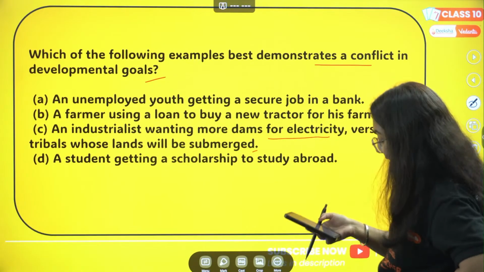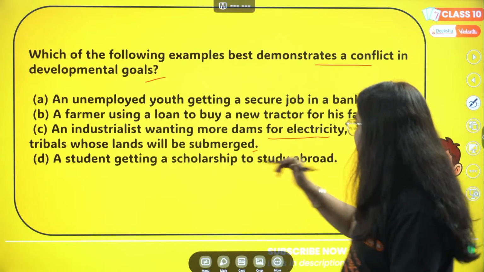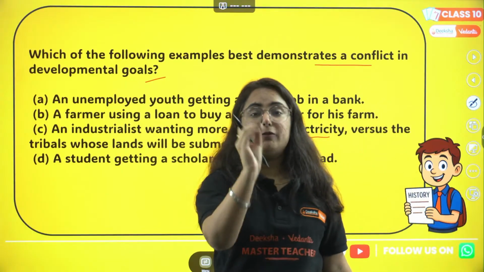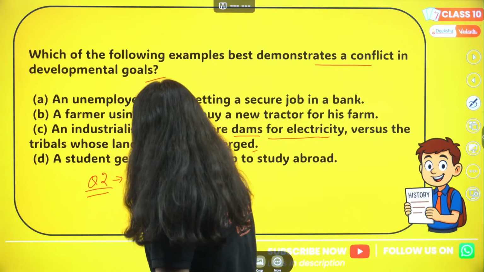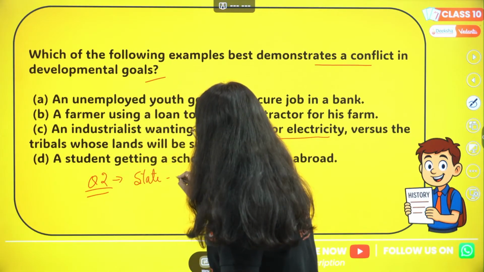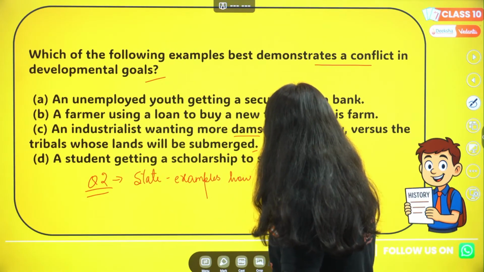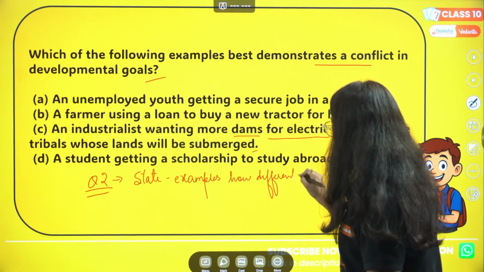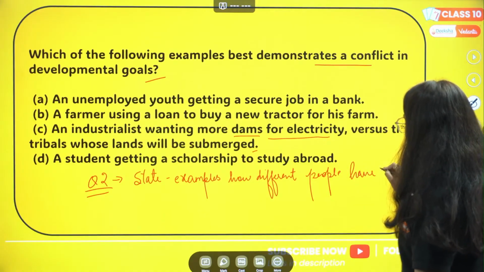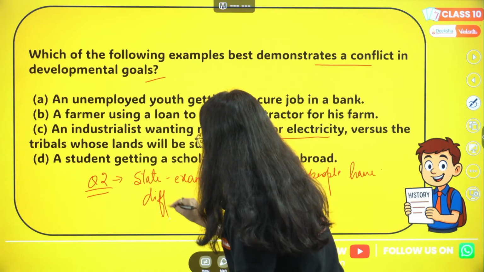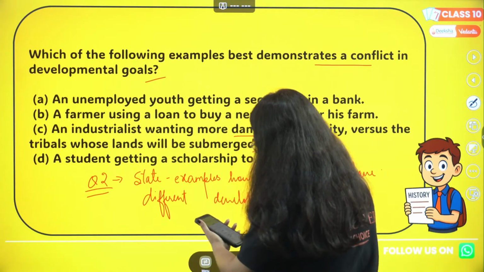Easy question, very easy. You guys have answered it as C in a single blink. So, industrialist wanting more dams. Okay, I'm just giving you one question, a 2-mark question, that is definitely going to come. The question is, state with the help of examples how different people have different developmental goals. So let's talk about how different people have different developmental goals.